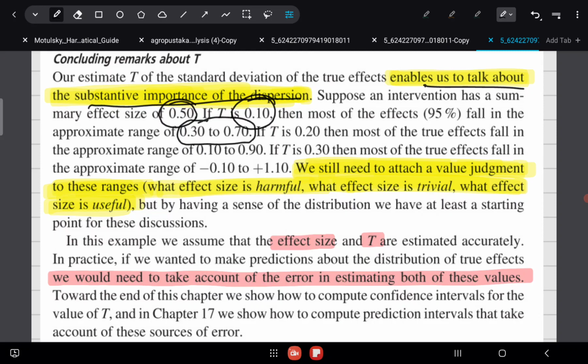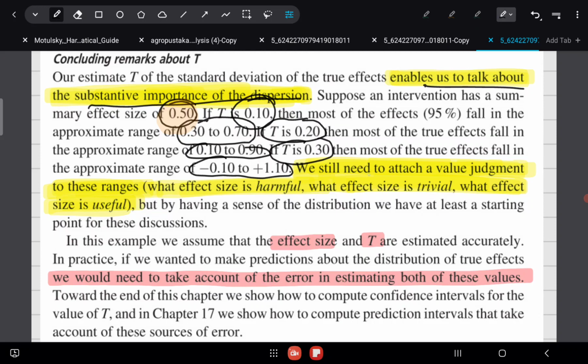Clear? Let's imagine there is another intervention which also has a summary effect of 0.5, but this time the T is 0.20. So the 95% CI will be much wider. It will be 0.1 to 0.9, right? And if we take a third intervention, T is 0.30, then the 95% CI will change from minus 0.1 to plus 0.1. So even though the summary effect is the same for all the interventions, 0.50 only, the implication changes because of the change in the 95% CI of the true effect size.